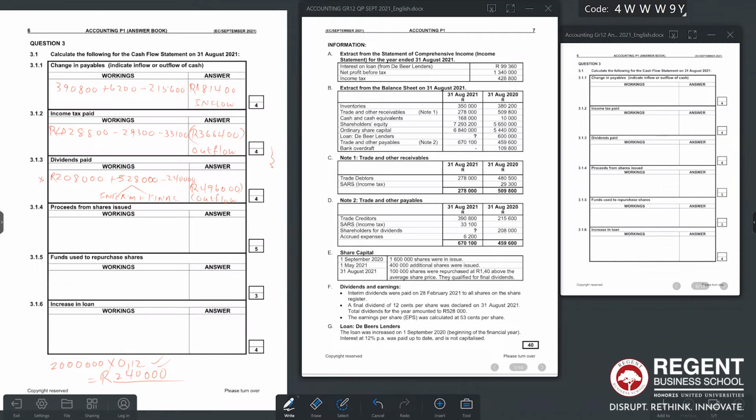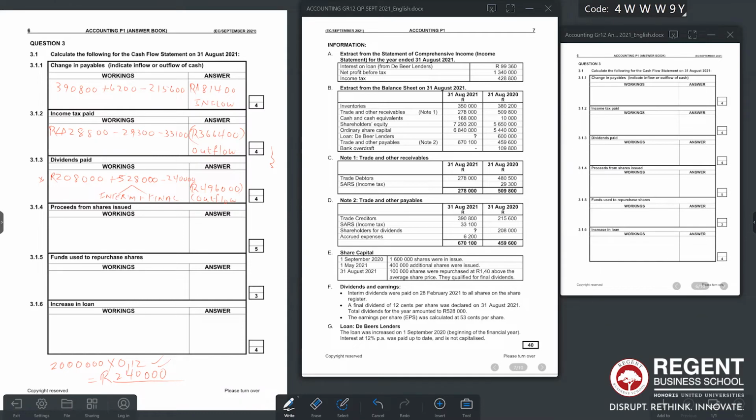Now, proceeds from shares issued. I sold shares. They want to know the proceeds from the shares issued. They're giving you 5 marks to work out the proceeds from the shares that you issued. So now, let's look at the share capital. 1.6 million shares were issued at the beginning. I sold 400,000. They didn't tell you how much you sold them for.